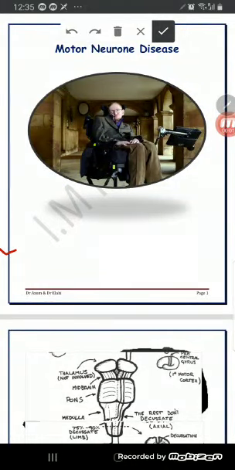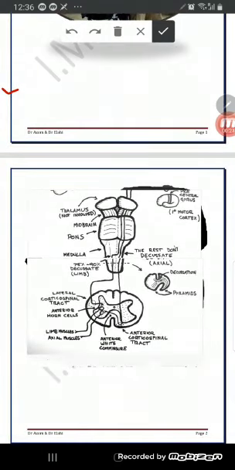So, motor neuron disease most commonly presents with upper or lower motor neuron signs or a mixture of upper and lower motor neurons. This disease affects limb muscles or those supplied by the cranial nerves. So, MND. Now, this is a diagram here, and this will help you to understand this disease a bit more.